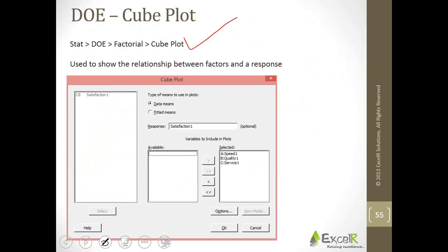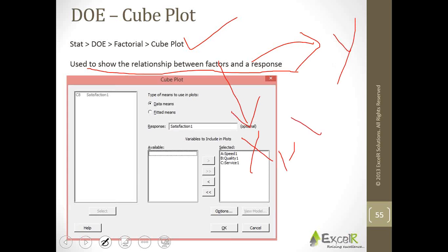And the last thing is cube plot. It is used to show the relationship between factors and the response variable. What is a response variable? It is y. What are the factors? These are x's, x1, x2, x3. In our case, we have 3 factors or 3 inputs: speed, quality and service. We are measuring the satisfaction.